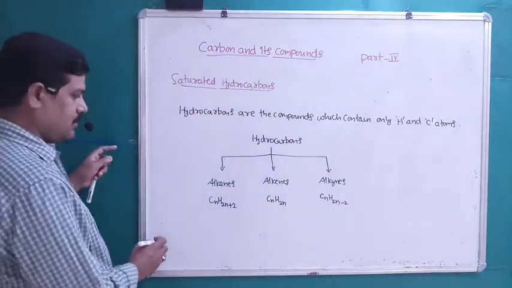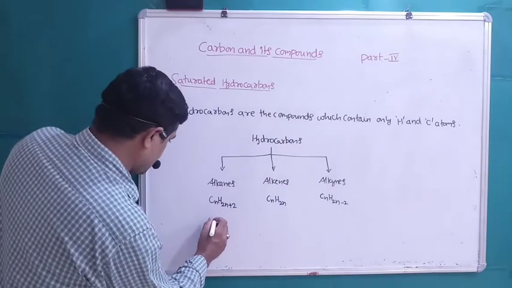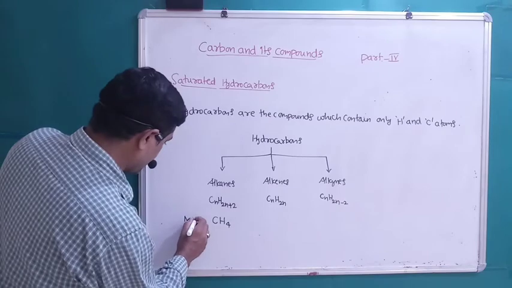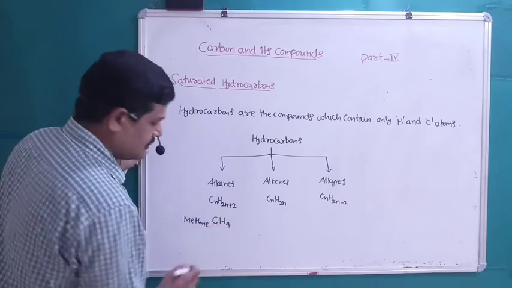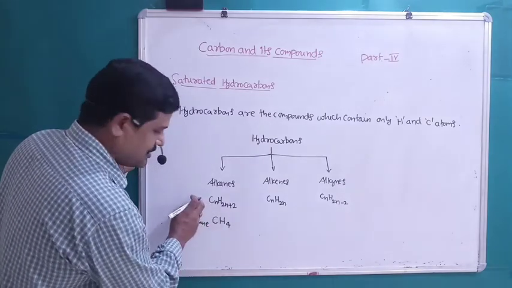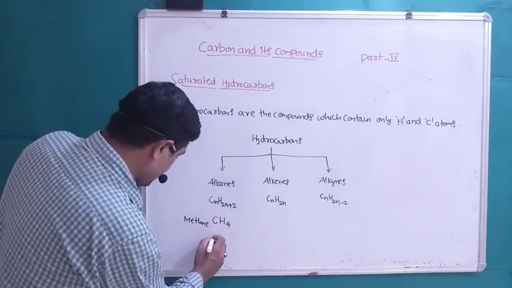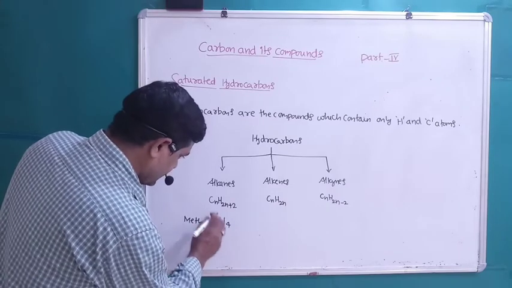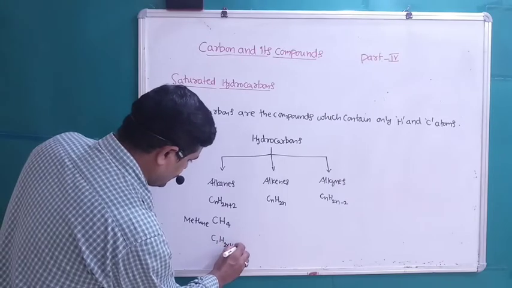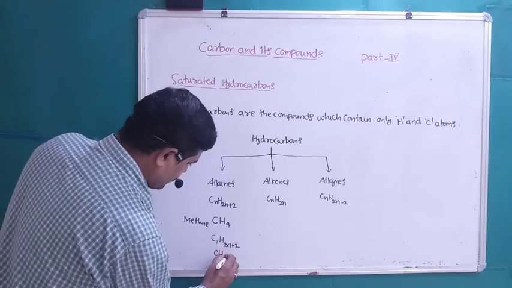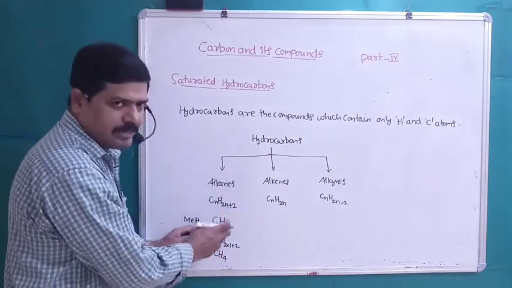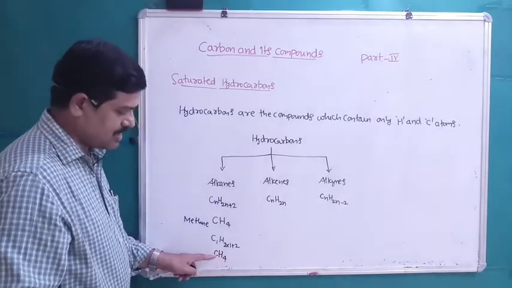For example, the first alkane is methane, CH4. In the general formula, if you substitute n as 1, you get C1H2 into 1 plus 2, which is CH4. So the first member of the alkane group is methane, CH4.